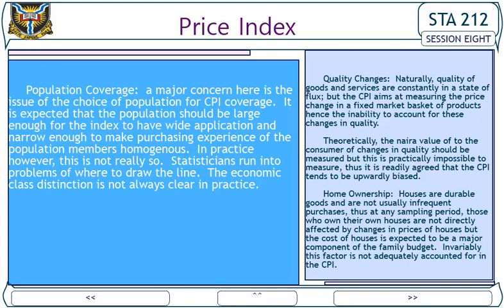Home ownership. Houses are durable goods and are not usually purchased frequently. Thus, at any sampling period, those who own their own houses are not directly affected by changes in prices of houses, but the cost of houses is expected to be a major component of the family budget. Invariably, this factor is not adequately accounted for in the CPI.